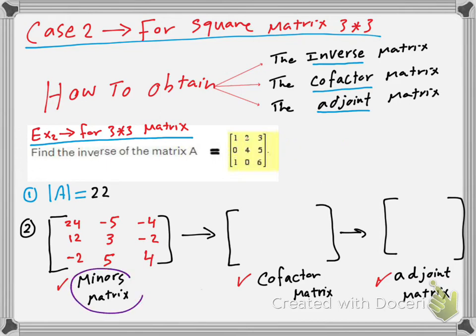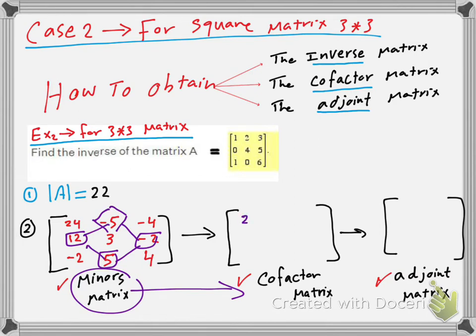From the minors matrix, you can obtain directly the cofactor matrix. How is that? I will go to those numbers. I hope you can see them. This one, and this one, and this one, and this one. And I will change their sign. And I will keep the remaining as they are.